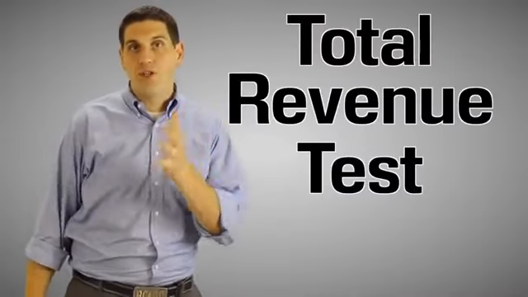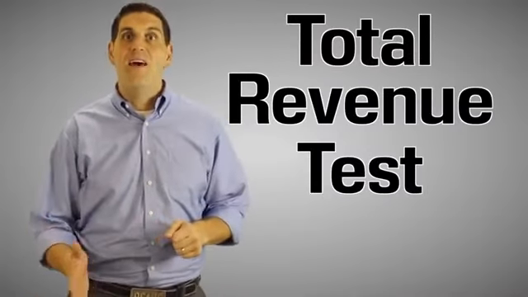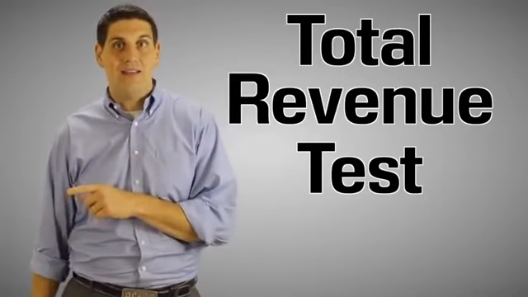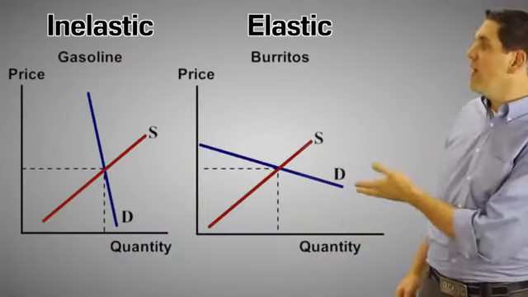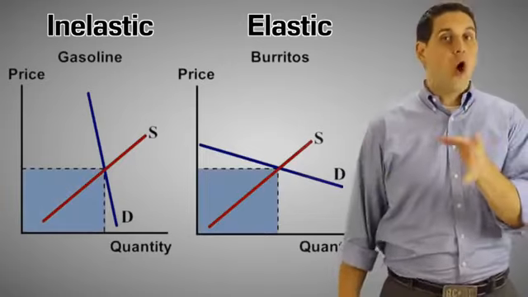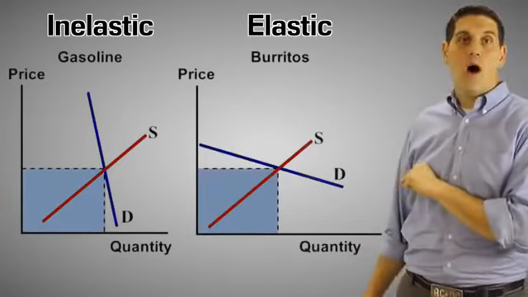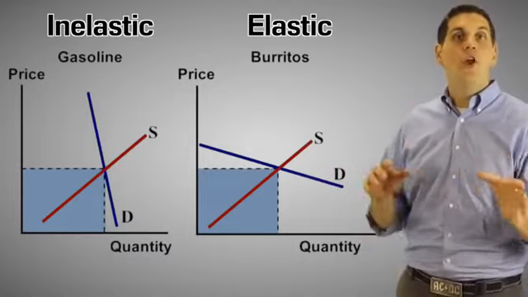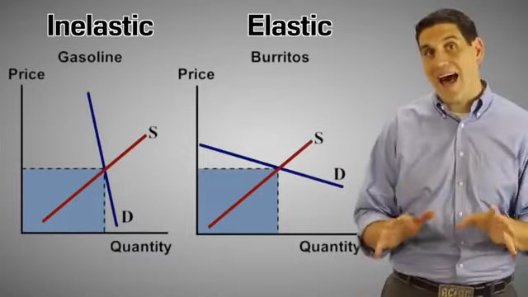Bonus round! One of the most important topics you're gonna see is something called the total revenue test. So this tells you what happens to total revenue when there's a change in price if the demand curve is inelastic or elastic. It'll make more sense on a graph. Over here on the left, we have inelastic demand, and right here on the right, we have elastic demand. The total revenue is the price times the quantity. It's this box right here. Notice how the box on both graphs starts exactly the same size.